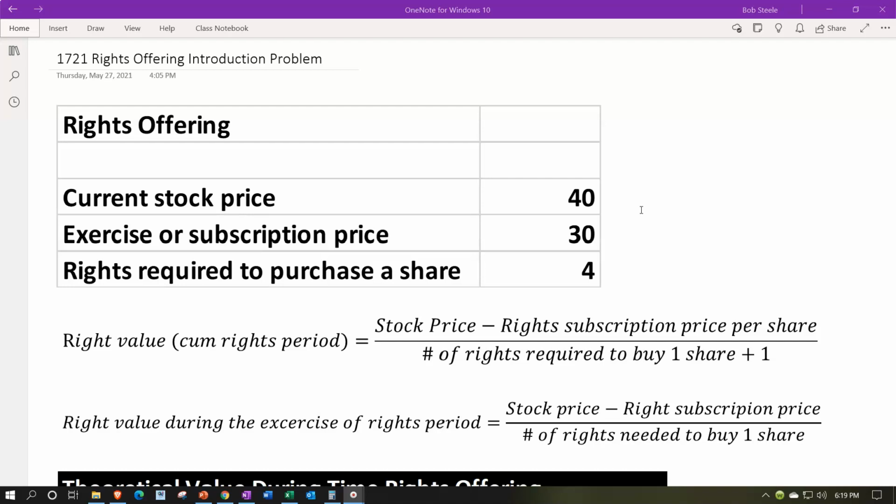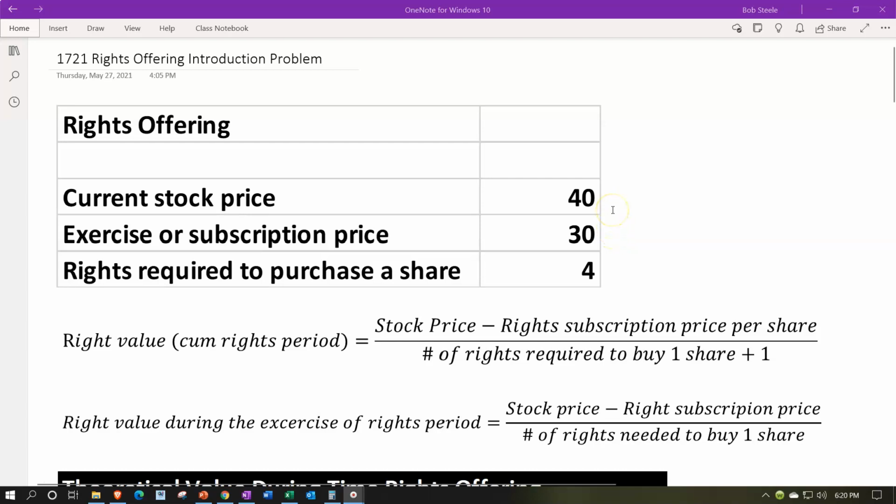We have the rights offering. We've got the current stock price, which we can think about before the rights offering basically took place. We've got the exercise or subscription price. That's going to be the price that you can then purchase the new share for. So the existing stockholders are going to get rights provided to them as the existing stockholders. They're going to have to cash in those rights along with the subscription price or exercise price, the discounted price, which in this case is the $30.